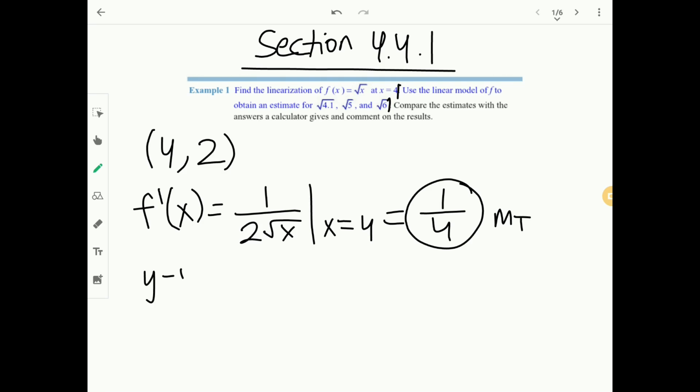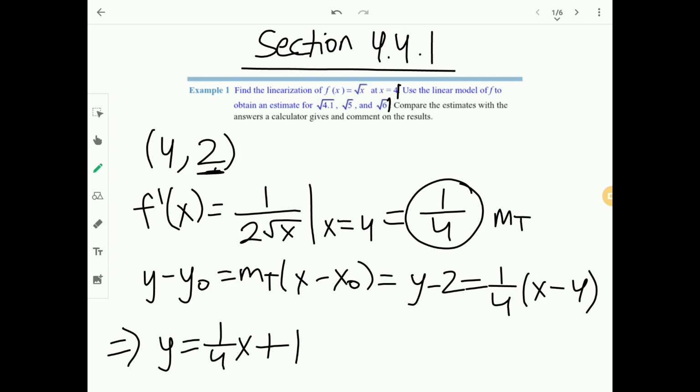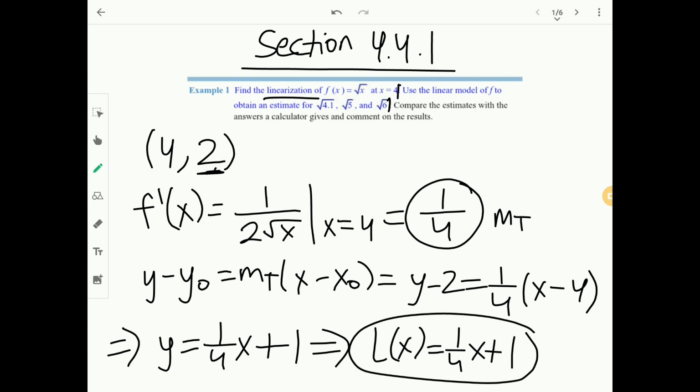Now we use y minus y0 equals m times (x minus x0). If we substitute, we get y minus 2 equals 1 over 4 times (x minus 4). When we finally solve, we get y equals 1 over 4 x minus 1 plus 2, so y equals 1/4 x plus 1. But this is not the linearization, right? If they wanted the tangent, this is the tangent. One simple step: L of x is equal to 1/4 x plus 1. And this is the linearization of f of x equals square root of x at x equals 4.